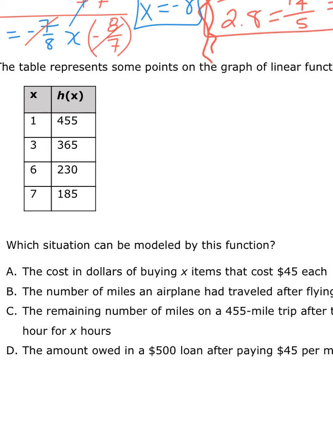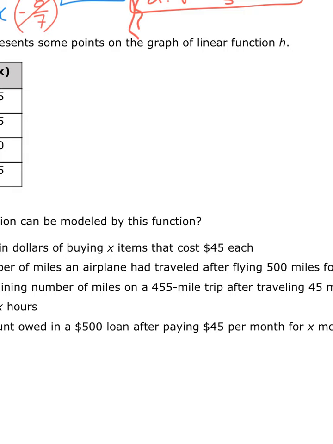So let's see here. The question says, which can be modeled by this function? A says, the cost in dollars of buying x items that cost $45 each. Well, if you're buying things, is your cost going to increase or decrease as you buy more things? Increase. And what's happening in this table? It's decreasing. So is A possible to be our answer? No. Mark it out.